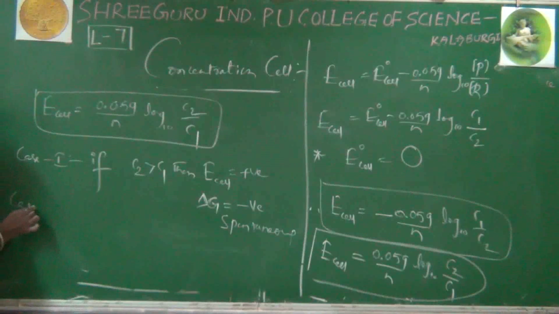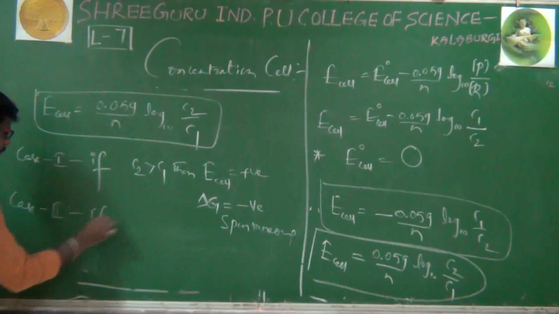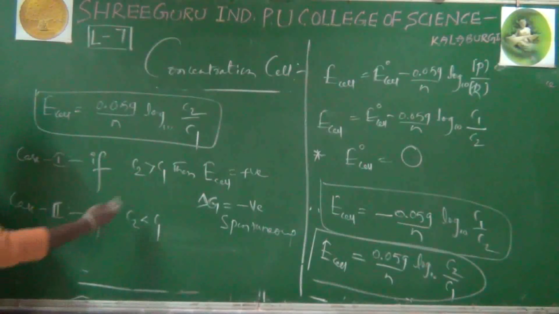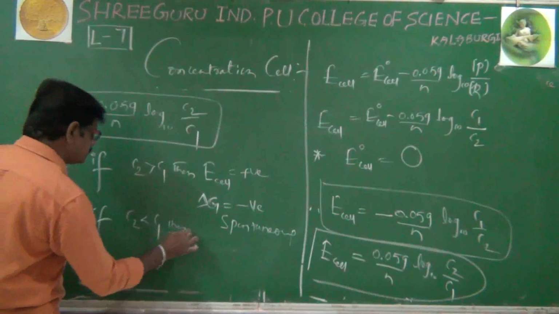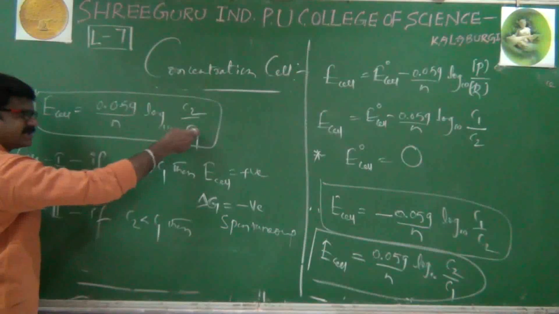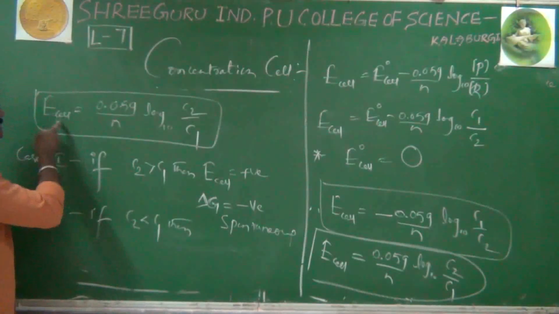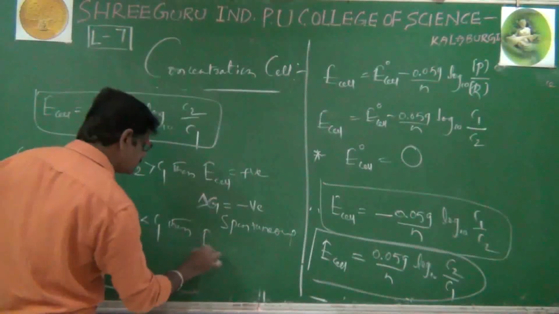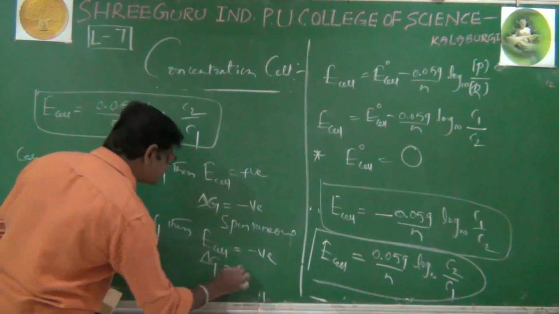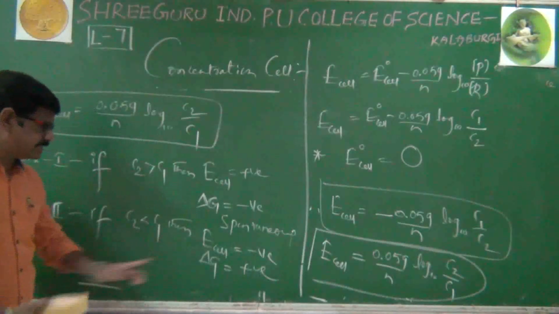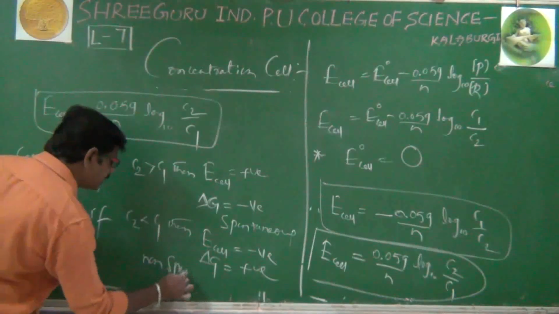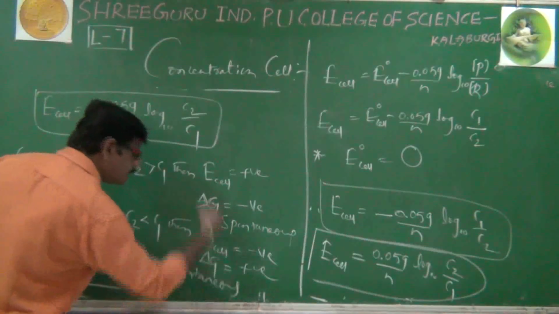Case 2, reverse. If C2 is less than C1, then here C1 is bigger, C2 is smaller. That is, the denominator is bigger and the numerator is smaller. Automatically what happens? The E cell value becomes negative. If E cell is negative, delta G is positive. If the delta G value is positive, the reaction is a non-spontaneous process.